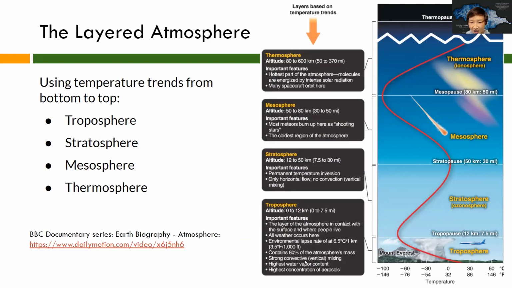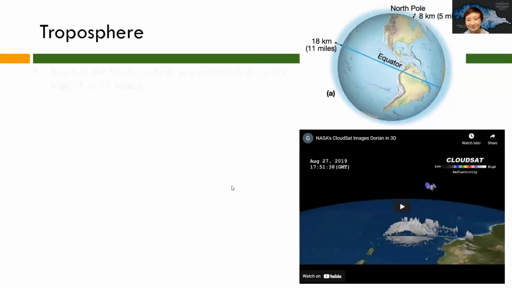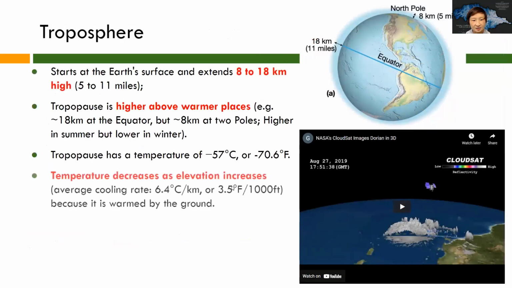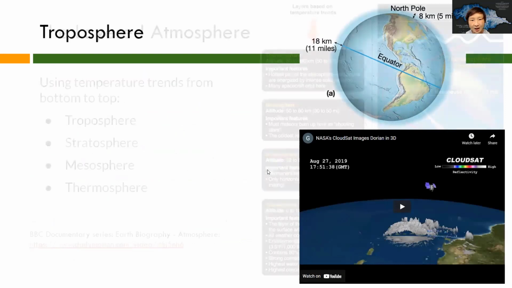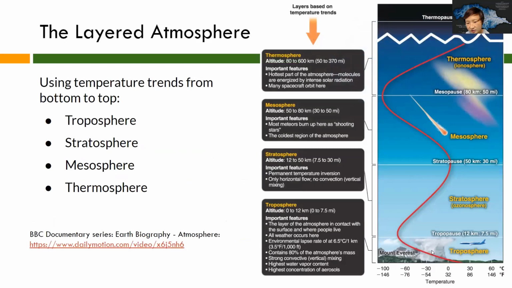Because here, strong convective mixing. What's that? Let's go to the next page. Because here, this is the important thing. This is the reason: temperature decreases as elevation increases in the troposphere. Let me go back here. Here this red line represents temperature. So you can see when you go up, temperature decreases in the troposphere. That means you have a warm bottom and a cold top.